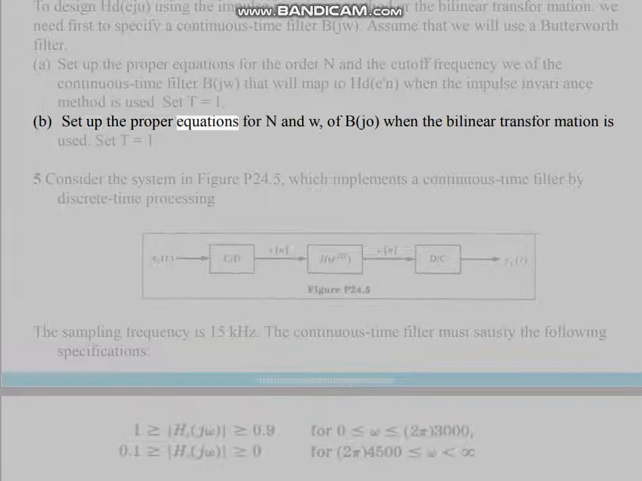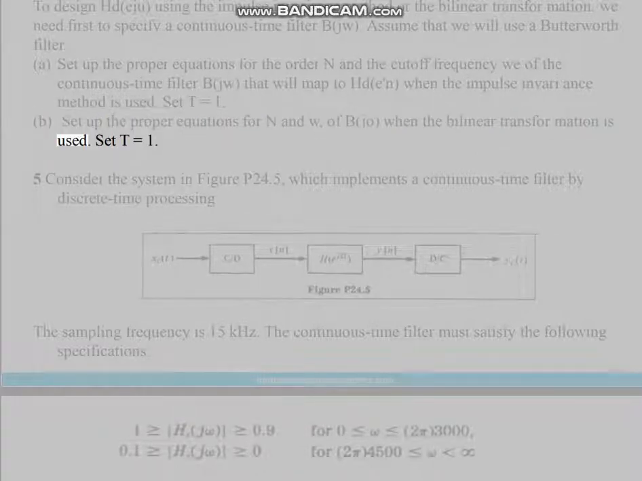B. Set up the proper equations for N and ω_c of B(jω) when the bilinear transformation is used. Set T equals 1.